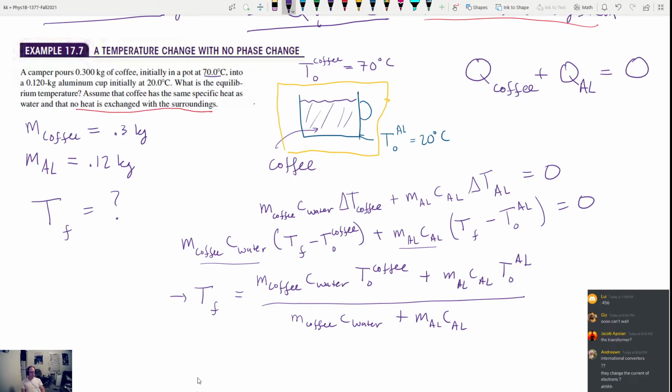Yep. Okay, and then we just plug the numbers in. I guess I can still write down here. So T final is M coffee, which was 0.3, C water is 4190.